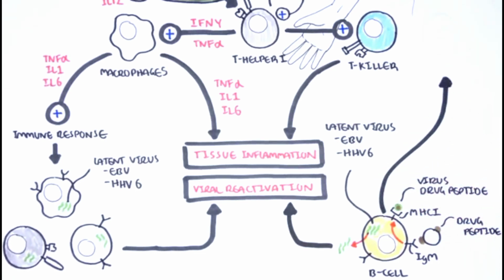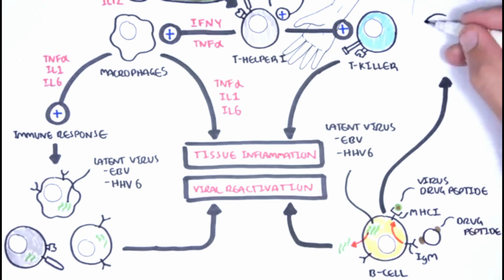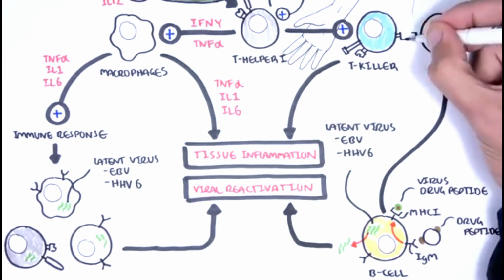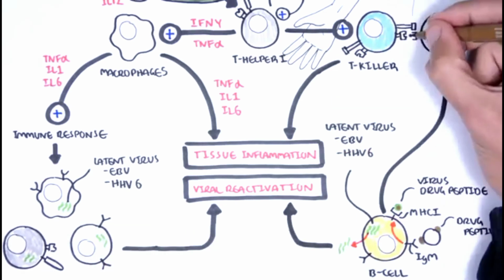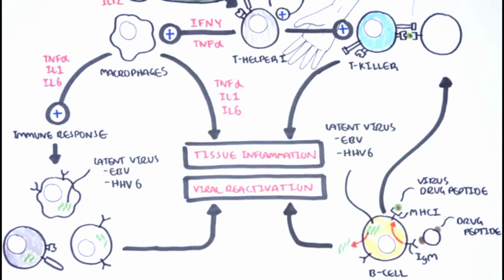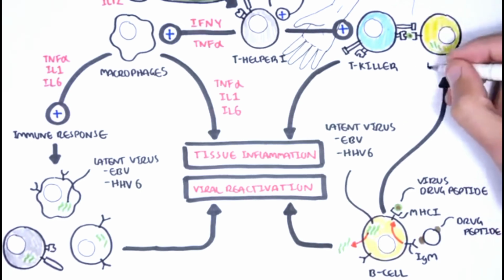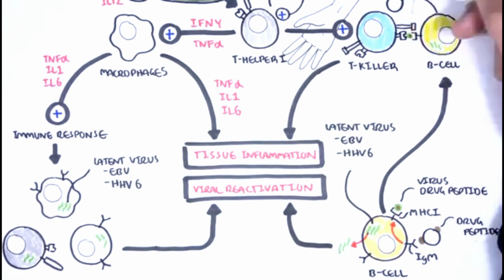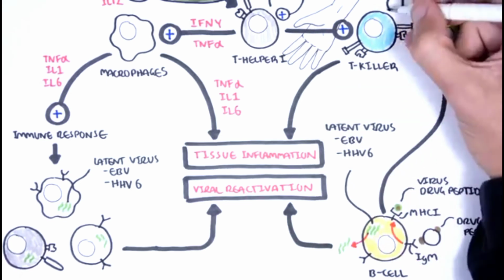The B cell that is expressing the MHC class 1 molecule will be recognized by the T killer cell via the CD8 T cell receptor. And thus the T killer cell will be stimulated and will attack this B cell, and also will cause further tissue inflammation.